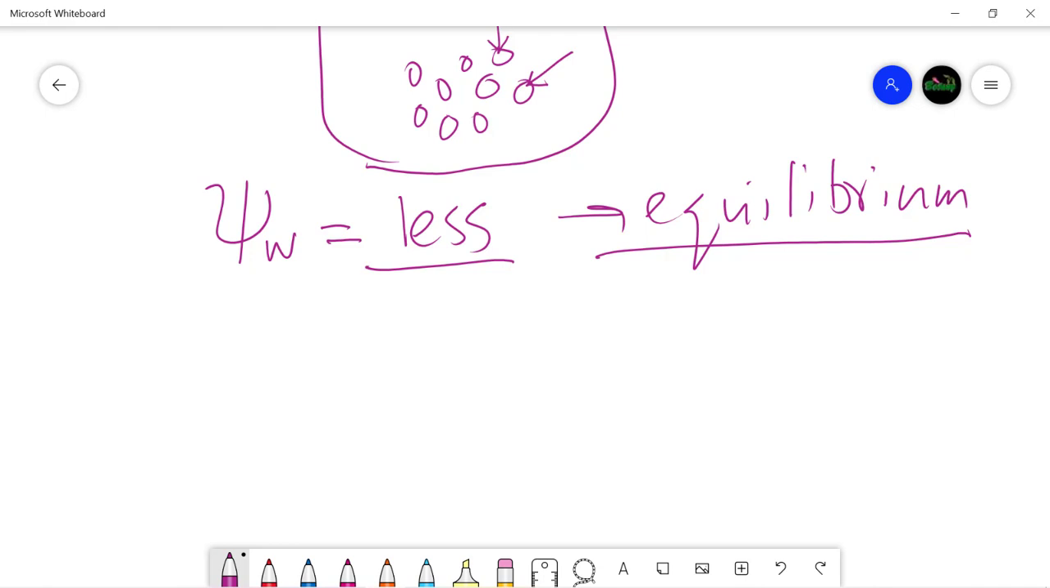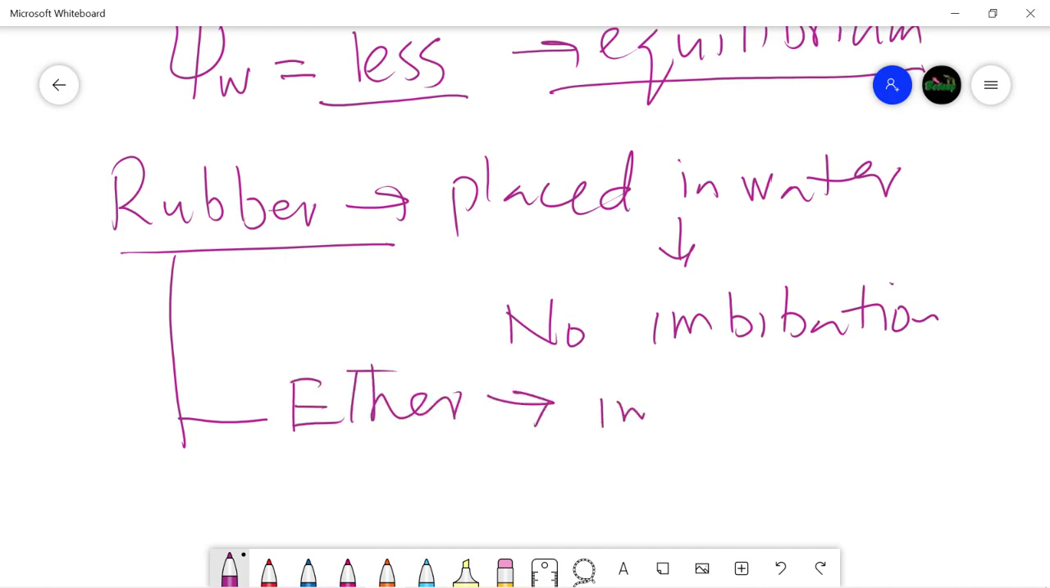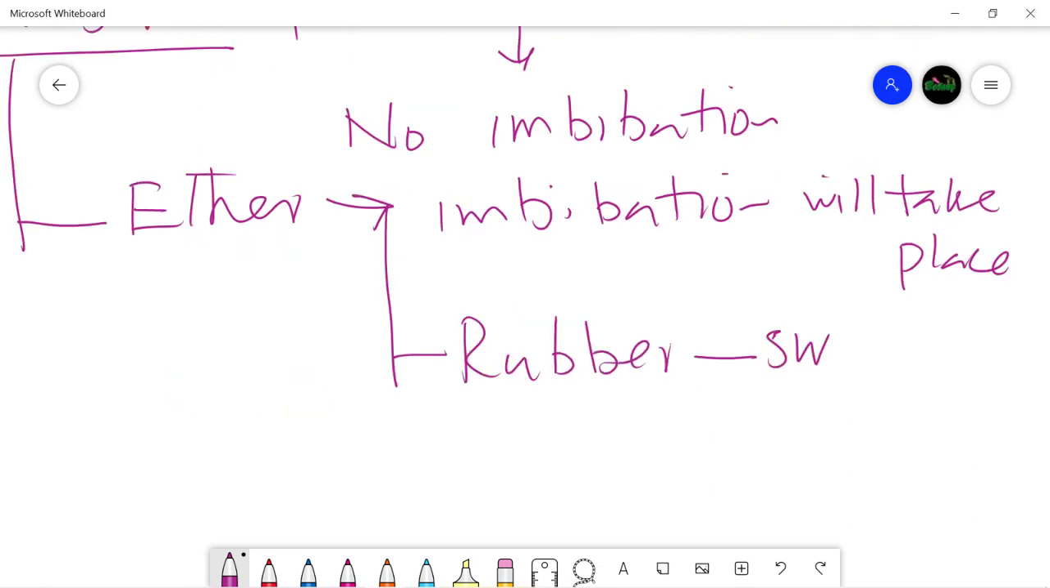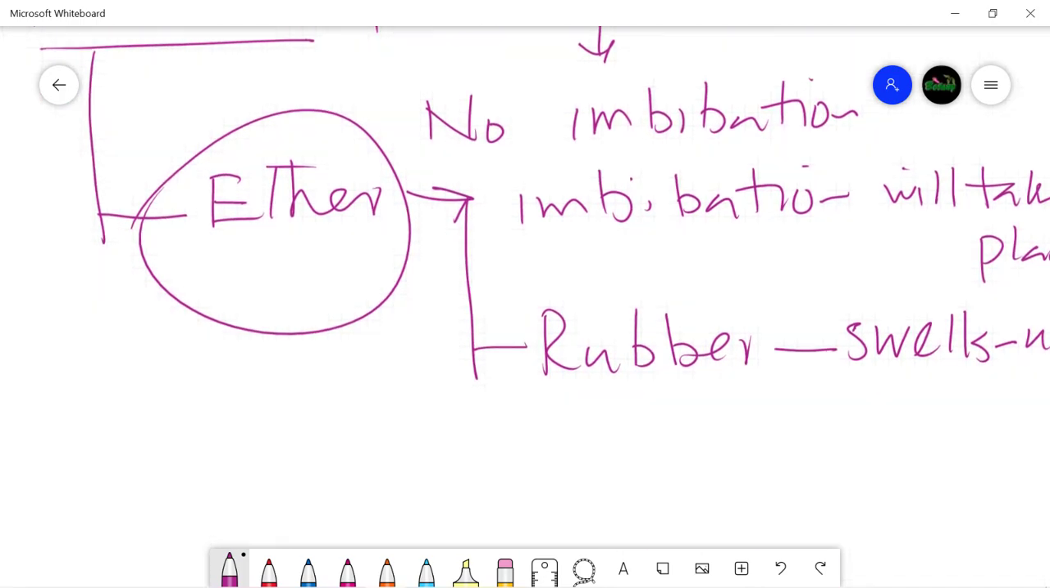The next one was the affinity. An imbibant may not imbibe every kind of substance. For example, if rubber is placed in water, there will be no imbibation. However, if this rubber is placed in ether, imbibation will take place, that is, the rubber will imbibe ether and swell up. On the other hand, the same seeds that imbibed water will not imbibe anything if they are placed in ether.